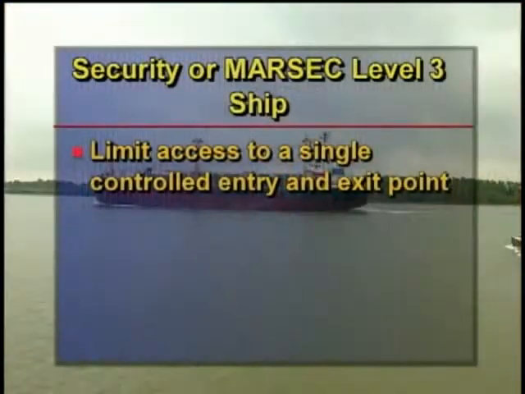Now, let's look at ship access controls when we move further up the scale to Security Level 3. Here, you have to limit access to a single controlled entry and access point. For example, you may typically have a gangway that is used for both crew and passengers, and a second gangway that's used just for passengers. Under this threat condition, you may want to limit yourself to a single gangway entering onto and off of the ship.